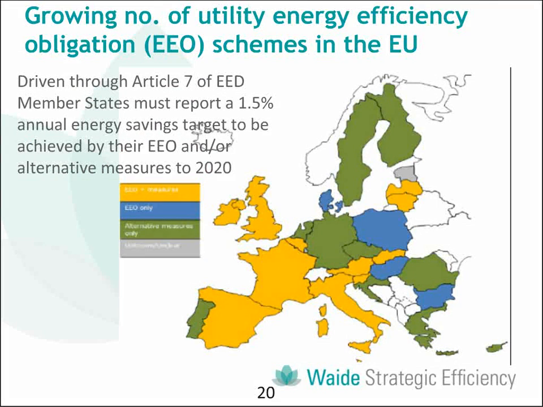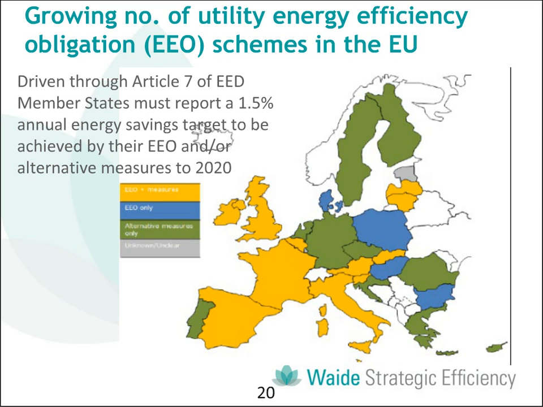This map shows you the status of utility energy efficiency obligation schemes, or distributor energy efficiency obligation schemes to be more precise. And you can see here which countries are doing what, as reported in their National Energy Efficiency Action Plans and their submissions under this article. And you can see that where a country is in blue, which is Denmark, Poland, Hungary, and Bulgaria, they are implementing this article purely through energy efficiency obligations.